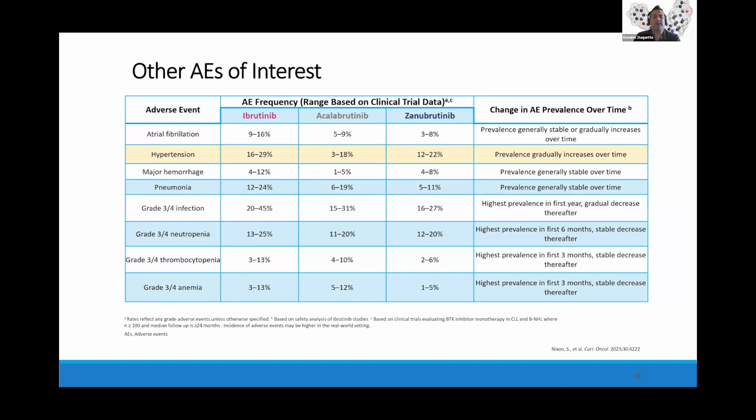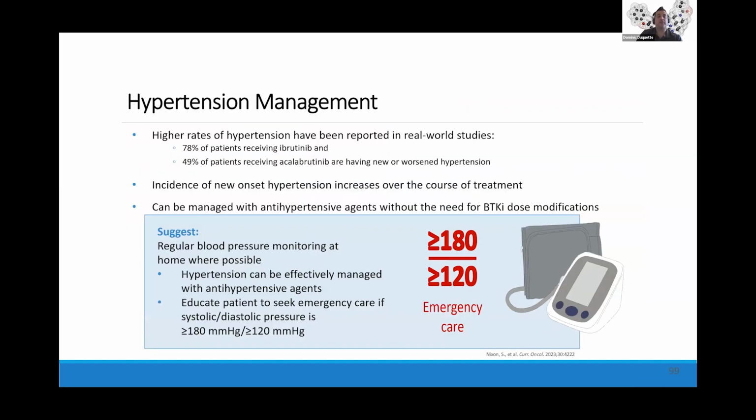What about hypertension? You can have that all the time that you're on treatment, and this is continuous. The real world data shows it's even higher: 50% of acalabrutinib and almost 80% of ibrutinib patients were reporting hypertension or worsening of hypertension. So you need to watch for this. The patient should monitor his blood pressure more often, and he should seek immediate help if it's over 180.